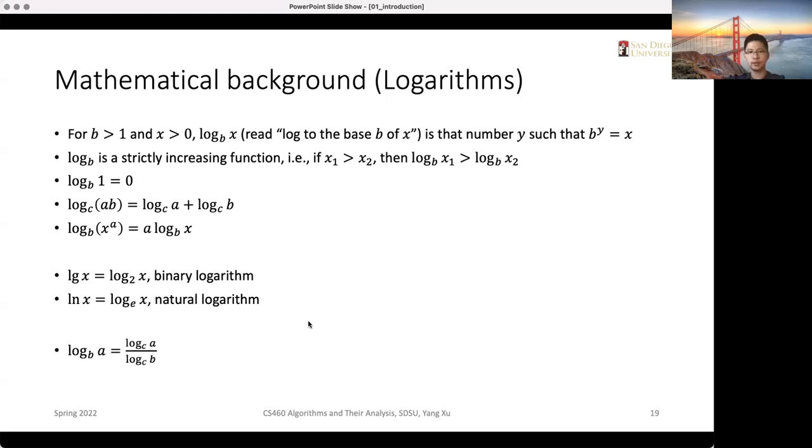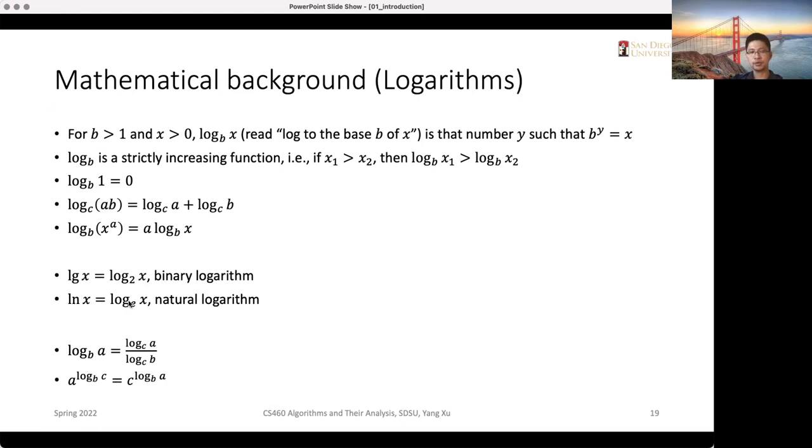Next, this property, that logarithm base b of a can be converted to log base c of a divided by log base c of b, is the so-called change of base theorem. It's an interesting property that we can use in some of those proofs.